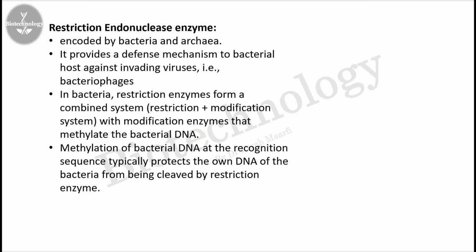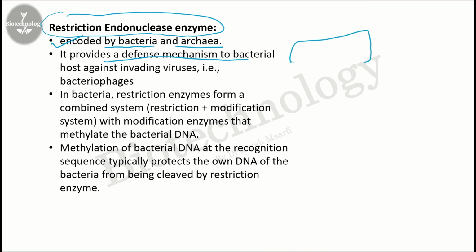Restriction endonuclease enzymes are encoded by bacteria and archaea. That means you can find these in bacteria and archaebacteria, right? There it provides a defense mechanism against viruses. Suppose this is a bacterial cell, its genetic material, and this one is the plasmid present inside the bacterial cell, right? This is a bacterial cell.